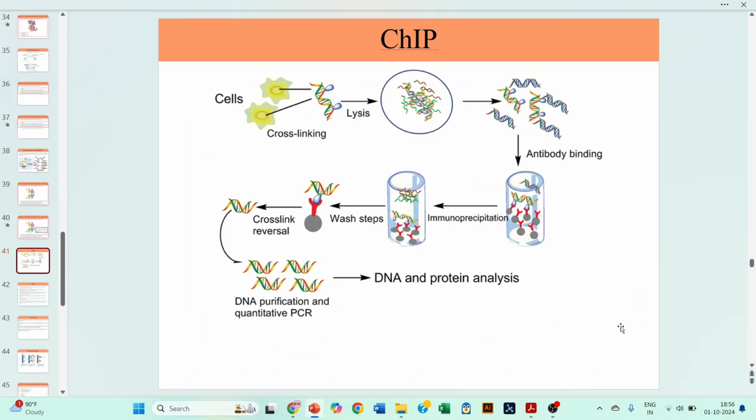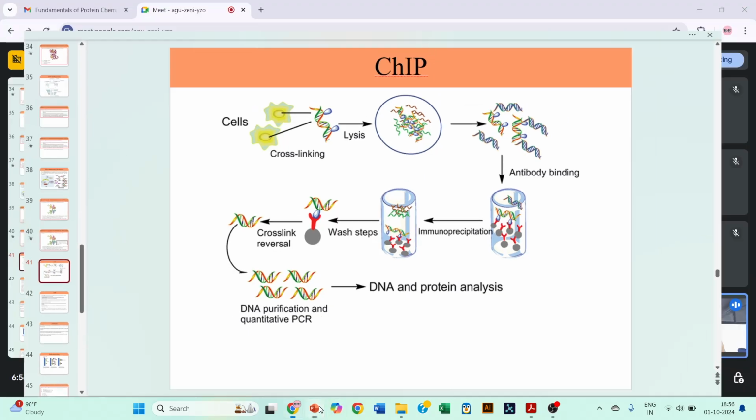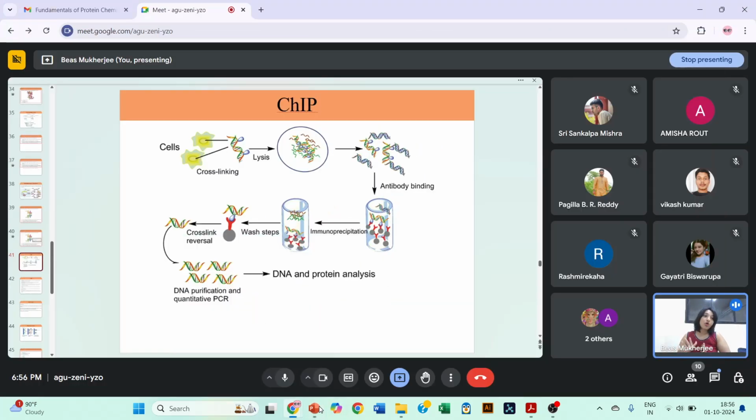We'll go to the next one, which is chromatin immunoprecipitation. See, I told you about these omics studies, omics techniques. Under omics comes genomics, transcriptomics, lipidomics, and then metabolomics, and then there are so many different omics studies. So under omics studies, all of these different techniques come. Chromatin immunoprecipitation is very important, very commonly used.